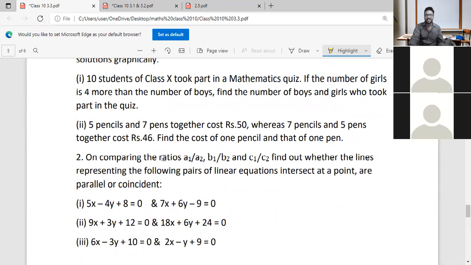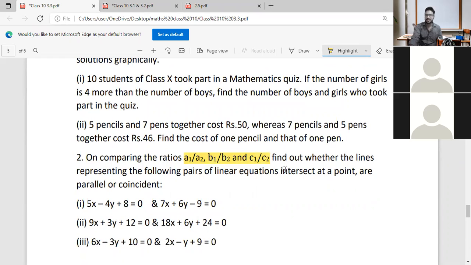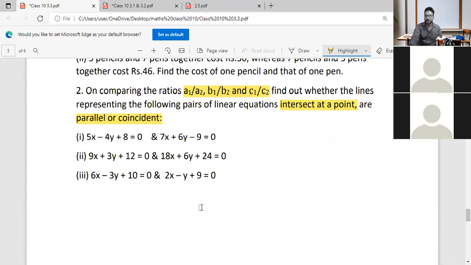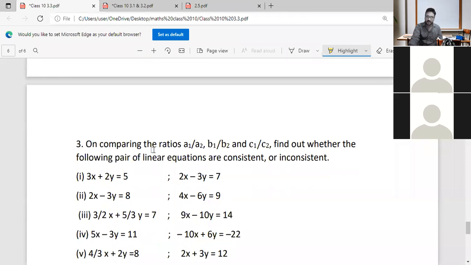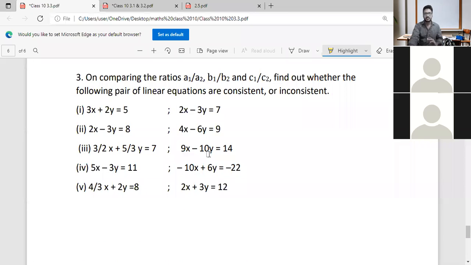Don't get upset with the length; they are quite easy. See the first question. Here we are going to compare these ratios and find out whether these lines intersect at a point, or whether they are parallel or coincident. You only need to find A1 by A2, B1 by B2, C1 by C2 in all these cases. That's all. Easy questions are given. In the third question also you are asked like this. I think we are having classes from next week only, so you can try to solve as many questions as you can. Questions 4, 5, 6 can also be tried.